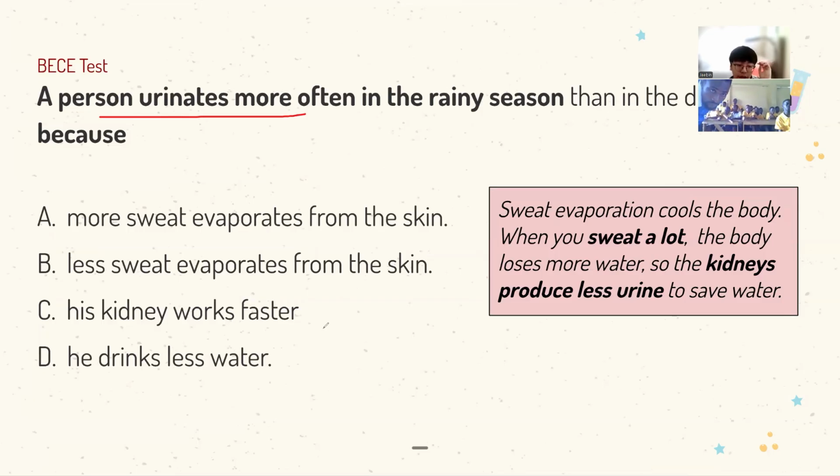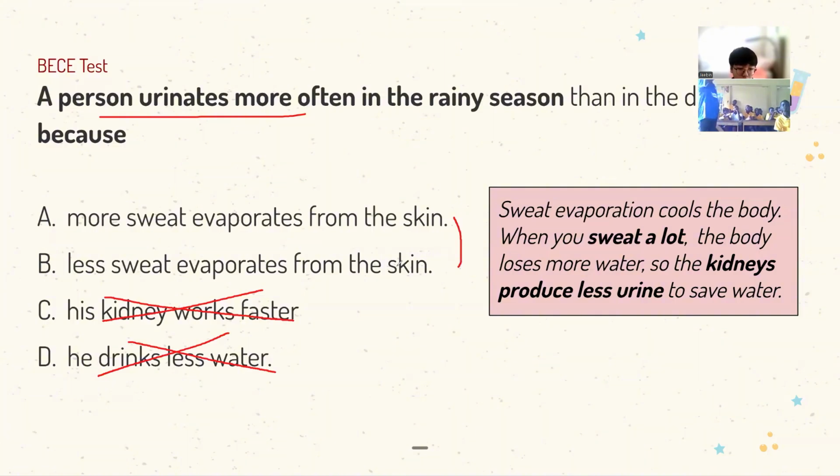You have more fluid and water in your body. That means anything that has less water or less liquid can be crossed out. And of course, it's not the case that his kidney works faster. It's not that he drinks less water. If you say he drinks more water, it would work. But less water means that the person would urinate less. Now we have options A or B.